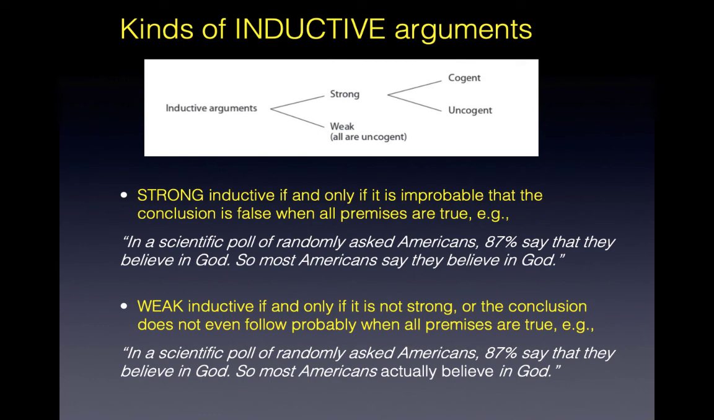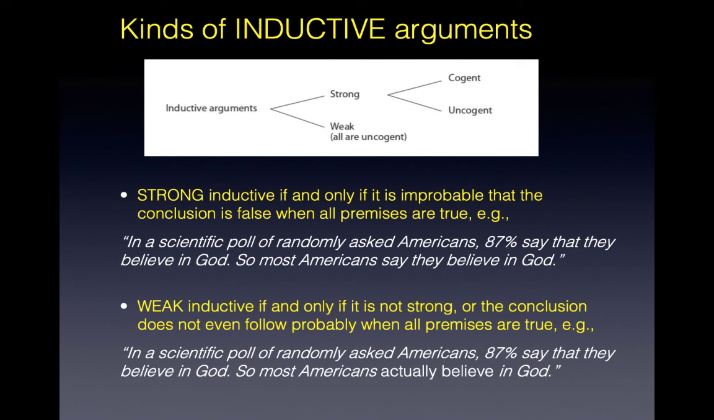Now here's another argument. Sounds the same, but it's different. This is a case of a weak inductive argument. And again, we say it's weak inductive if and only if it is not strong. An argument that isn't strong is called weak. And this is one where the conclusion doesn't follow probably even when all premises are true. Take a close look at this. In a scientific poll of randomly asked Americans, 87% say that they believe in God. Conclusion: so most Americans actually believe in God.